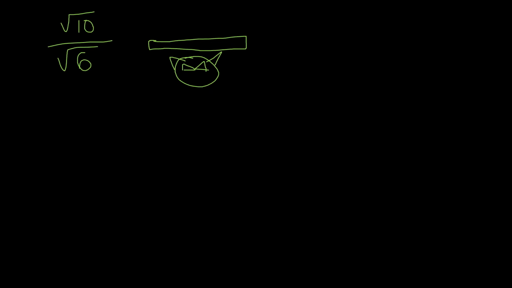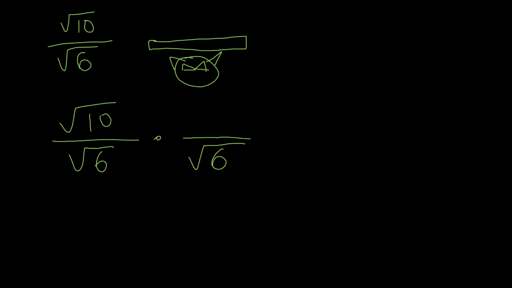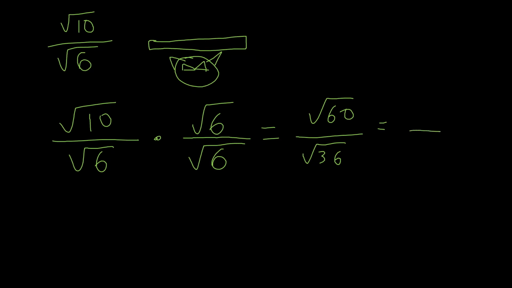Well, this is what you would have to do. I'm just going to go ahead and rewrite it. So to get rid of it, I just multiply by the same radical on the bottom. Whatever I do on bottom, I'm going to also have to do on top. So square root of 10 times square root of 6 is square root of 60, divided by square root of 36. Now, if you remember, the square root of 36 is going to be 6. And then on top will be square root of 60.